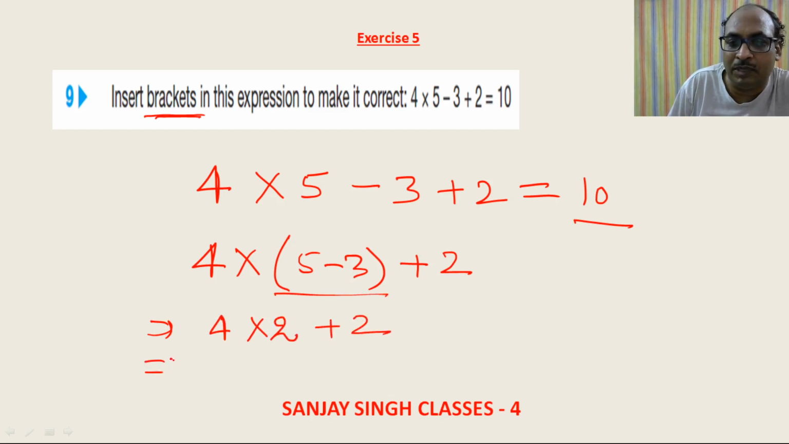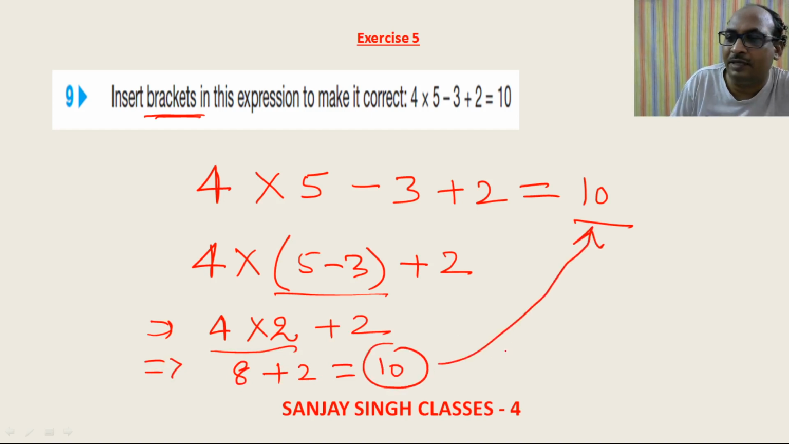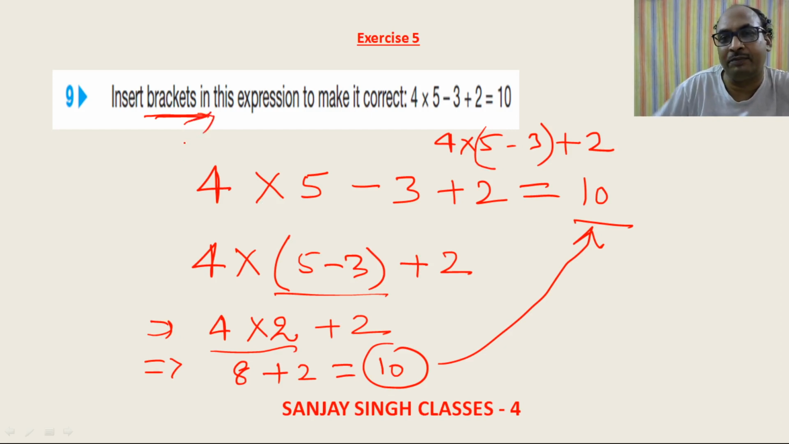Bracket part we need to solve first. So 5 minus 3 is giving us 2 plus 2. Again multiplication part we will be solving first. So 4 into 2 will become 8 plus 2 is giving us 10, and this is the only answer we need to get. It means for our expression 4 into 5 minus 3 plus 2, we need to put bracket enclosing 5 minus 3. So that is the question, we need to put bracket.